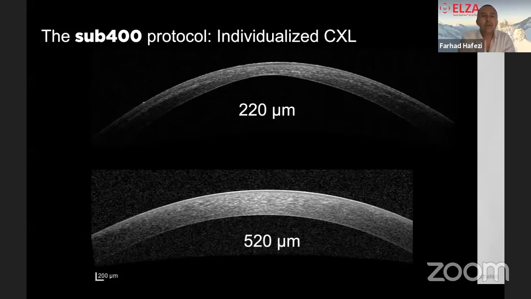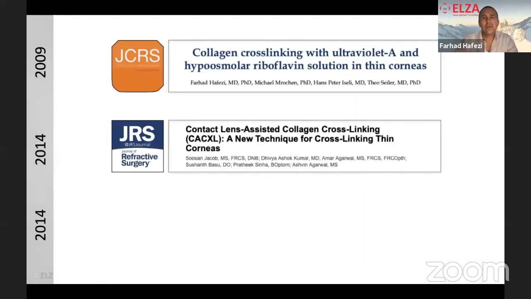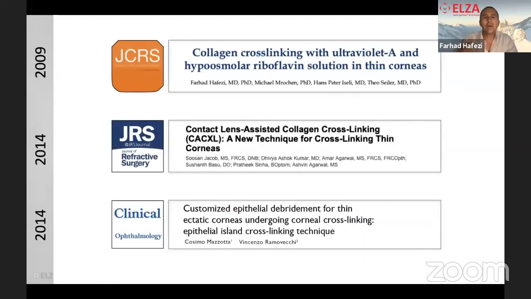We've been working on this for 4 years also. And let me just show you very briefly in 2 minutes what we have done. These are the methods in current use for thin corneas: our initial swelling of the cornea, Susan Jacobs' contact lens assisted method, and Cosimo Mazzotto's epithelium island method.